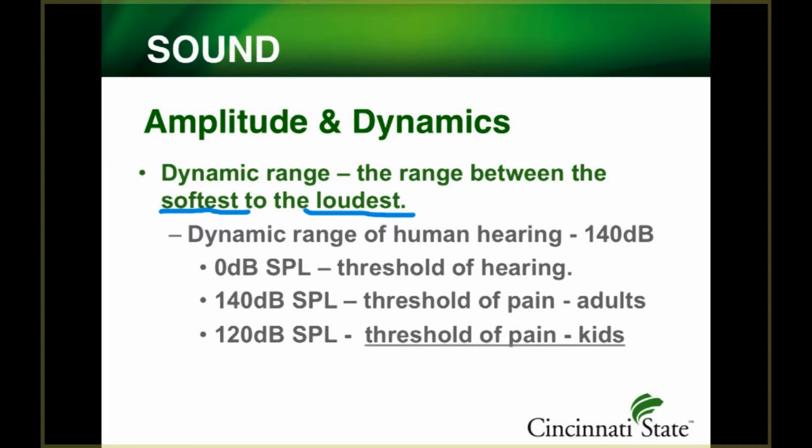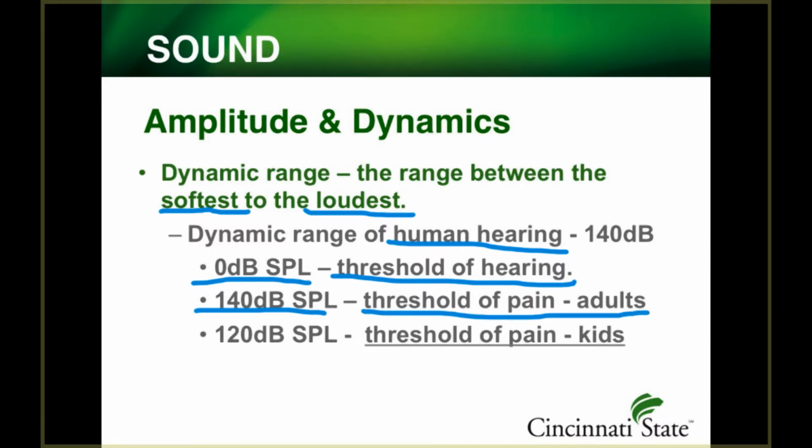The dynamic range of human hearing: 0 dB is the threshold of hearing. Are there things that are quieter than 0 dB that exist? Yes, but we cannot hear them as human beings. And then 140 dB is the threshold of pain for adults. If you go above 140 dB, your ears are going to ring, your ears are going to be sore. And if you're pushing 140, even like 130, for a long period of time, your ears are eventually going to start to hurt and could suffer some serious permanent damage.